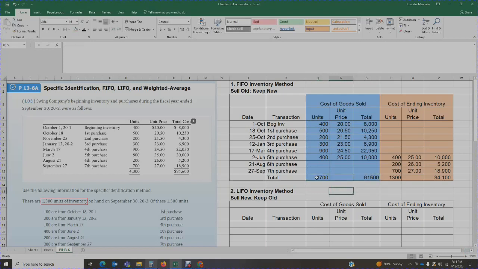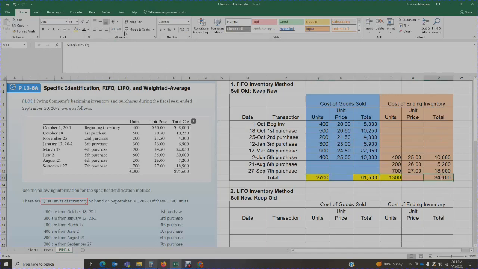So I sold 2,700 units at $61,500. So my cost of goods sold, what I'm going to report on my income statement, is $61,500. What I'm going to report on my balance sheet is $34,100 for my ending inventory. So these are the numbers that we want. I'm going to highlight them yellow.